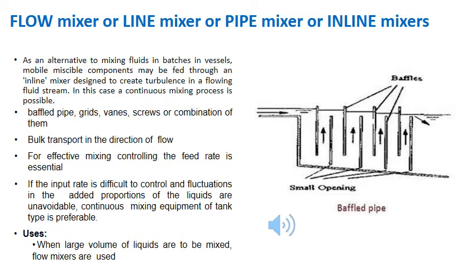If we talk about modifications or the presence of baffles, it could be screws, it could be grids or vanes, or a combination of them which can be used inside these pipes for increasing the mixing efficiency. So when large volumes of liquids are to be mixed, flow mixers are used. And the baffle pipe mixers have very little backflow. So this adds to the advantage of line or inline mixers or flow mixers.